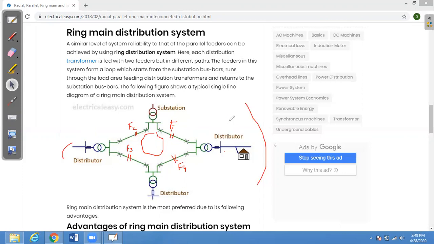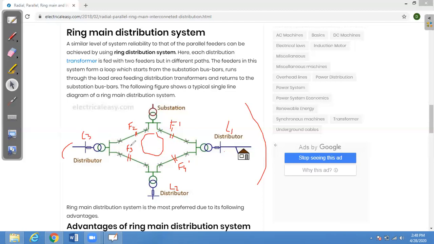Now if I call this as L1, तो मैं लिख सकता हूँ कि this L1 is being fed by two feeders, that is feeder 1 and feeder 4. Similarly, if this is L2, so this L2 is being fed by F4 and F3. Similarly, if I call this L3, so this L3 is being fed by F2 and F3.